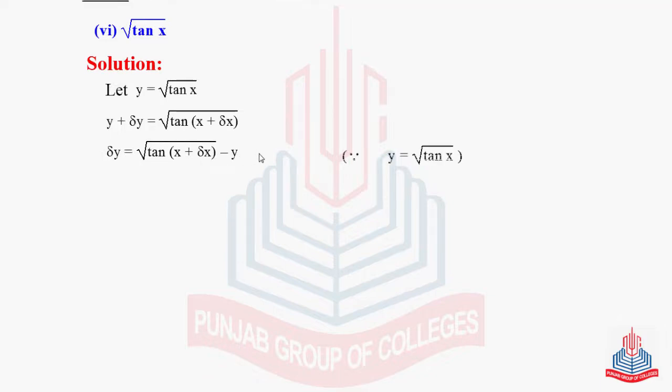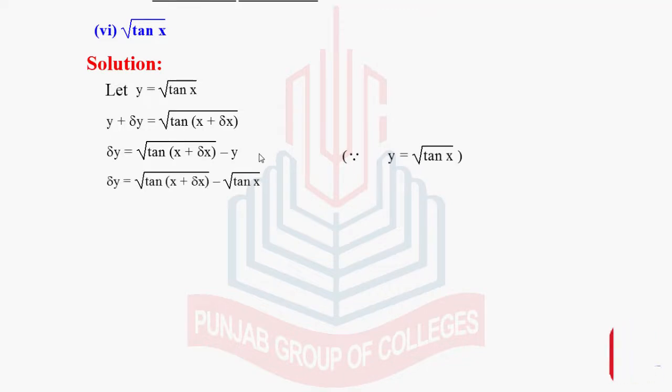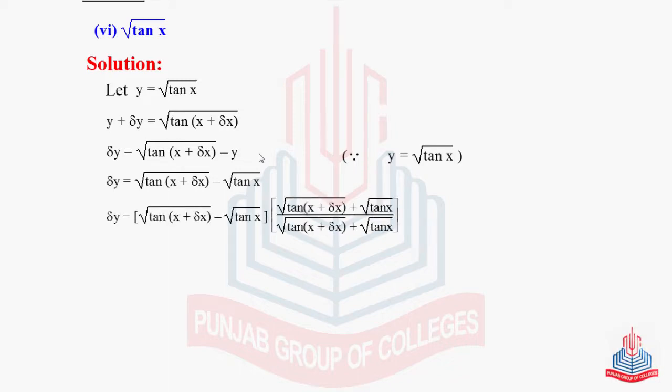And as y is equal to square root tangent x, by putting the value here, that will become square root tangent x plus delta x minus square root tangent x. So next we will move towards the simplification step. That can be simplified by rationalizing this square root tangent x plus delta x minus square root tangent x.